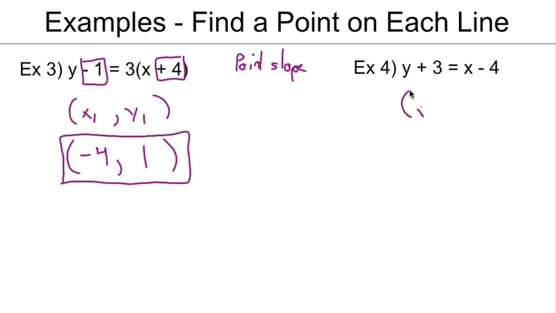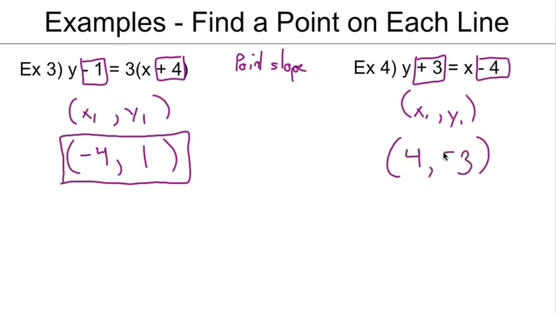Same thing over here. I need to find x sub 1 and y sub 1. X sub 1 will be paired with the x, what's added or subtracted. Y sub 1 is paired with the y, but when I write them as a point, I have to reverse their signs. So the opposite of negative 4 is positive 4. The opposite of positive 3 is negative 3.